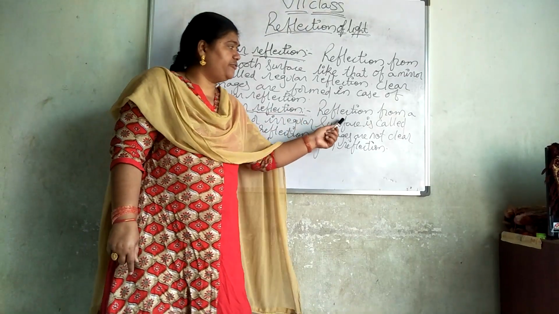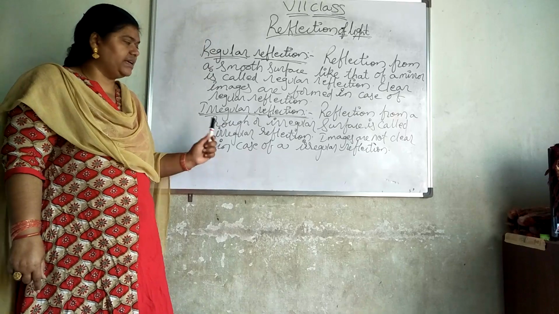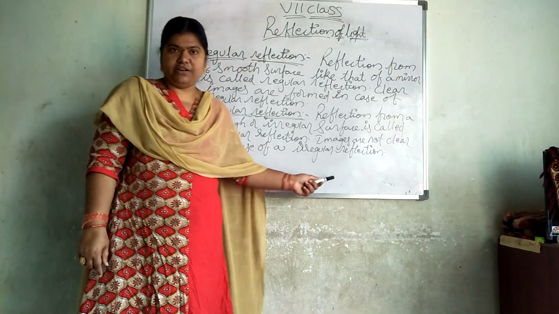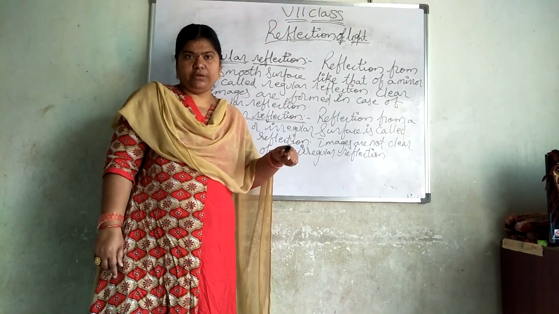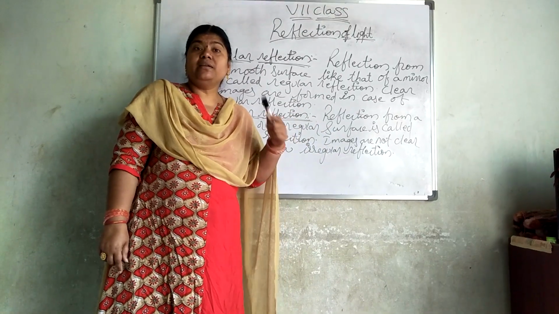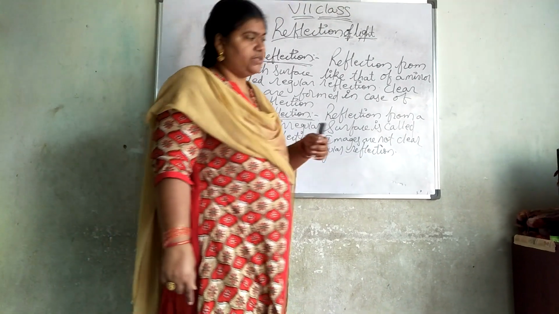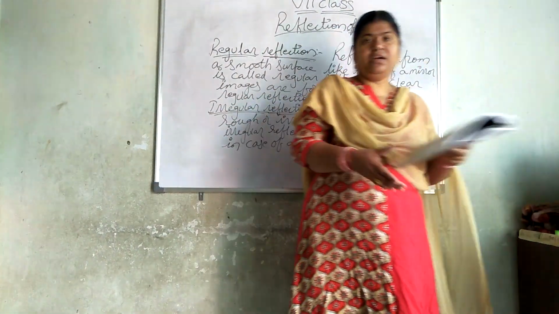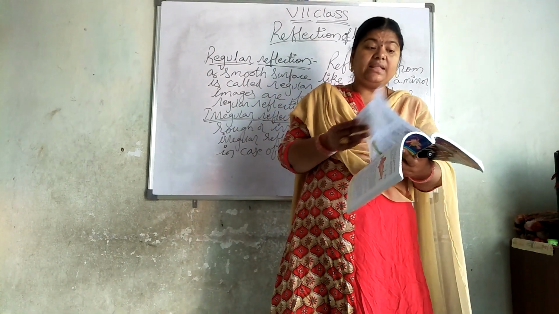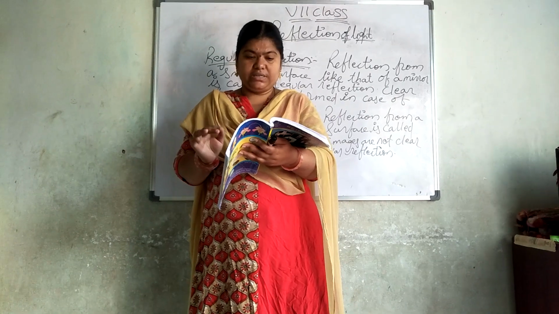Irregular reflection means reflection from a rough or irregular surface. Images are not clear in case of irregular reflections. Real image, virtual image. Regular reflections, irregular reflections. What are rear view mirrors? What is a spherical mirror? What is a concave mirror? What is a convex mirror? These all are important things. What is a kaleidoscope? What is a periscope? Then the law of reflection. These points are very, very important in this lesson.